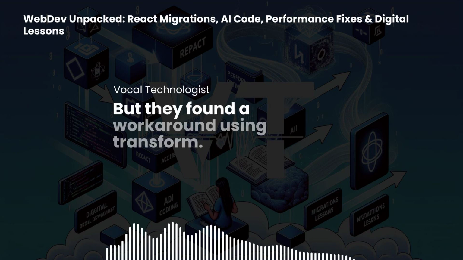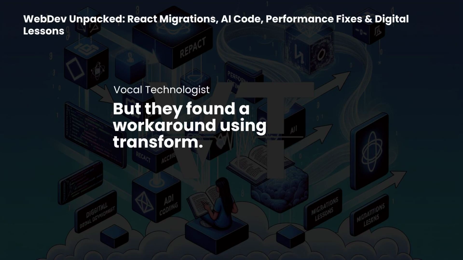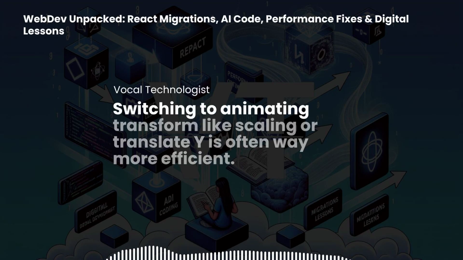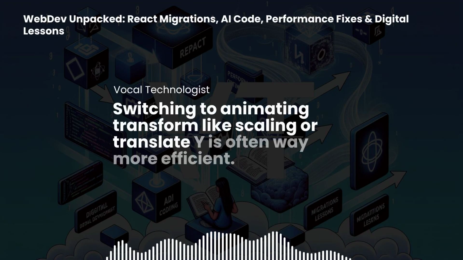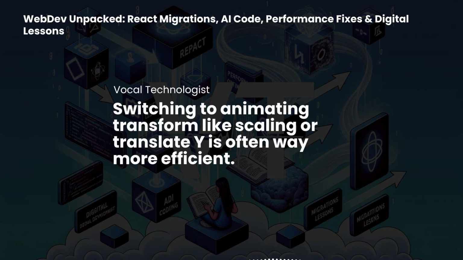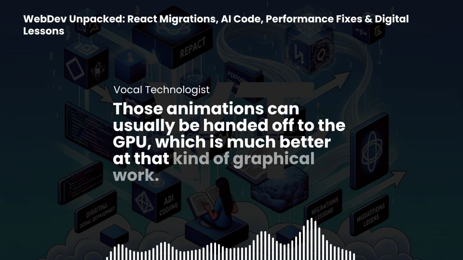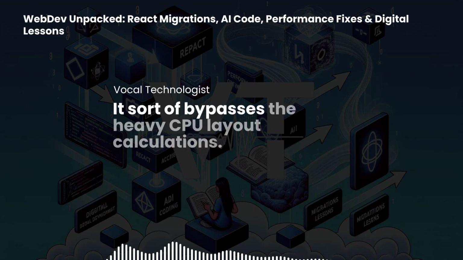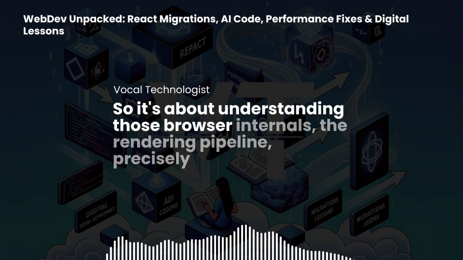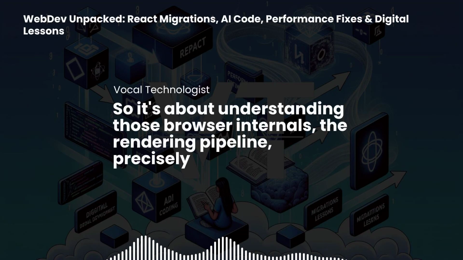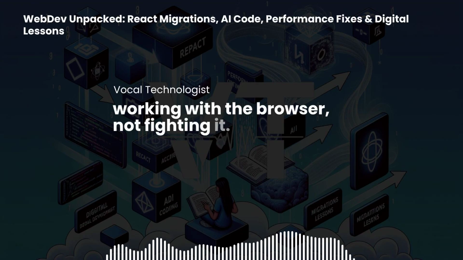Yeah. But they found a workaround using transform. Exactly. Switching to animating transform like scaleY or translateY is often way more efficient. Those animations can usually be handed off to the GPU, which is much better at that kind of graphical work. It sort of bypasses the heavy CPU layout calculations. So it's about understanding those browser internals, the rendering pipeline. Precisely. Working with the browser, not fighting it.